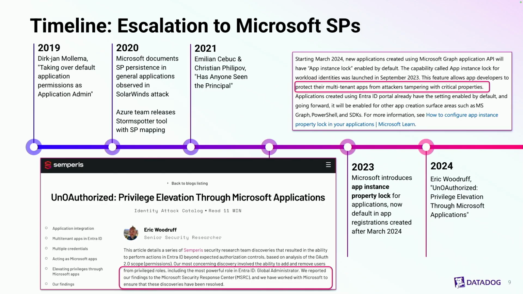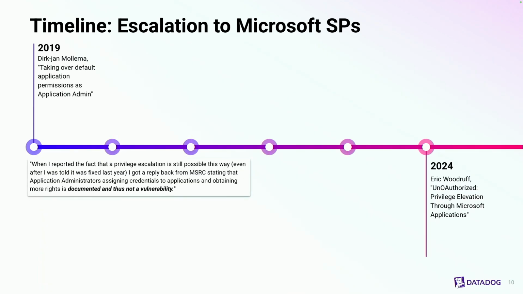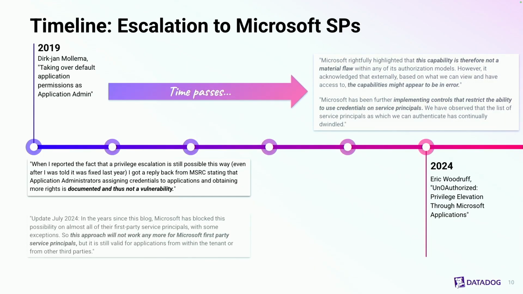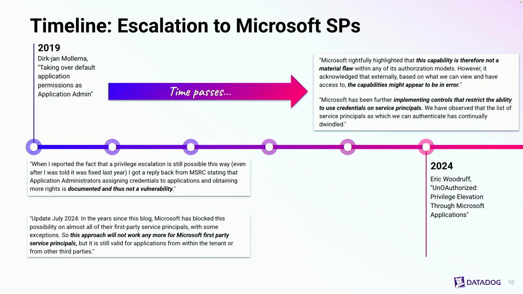But Microsoft didn't seem to implement that for all of their applications, as seen by some research last year from Eric Woodruff, where he found further Microsoft first-party apps where that 300 plus we're talking about shrunk, but there were still a few that allowed privilege escalation to global admins, sometimes with undocumented permissions. So we went from this being reported and Microsoft saying, we don't think this is an issue, to them saying, we still don't think this is a material flaw, but after all of this, we can see how you might think it's a problem, so we'll start to fix it.